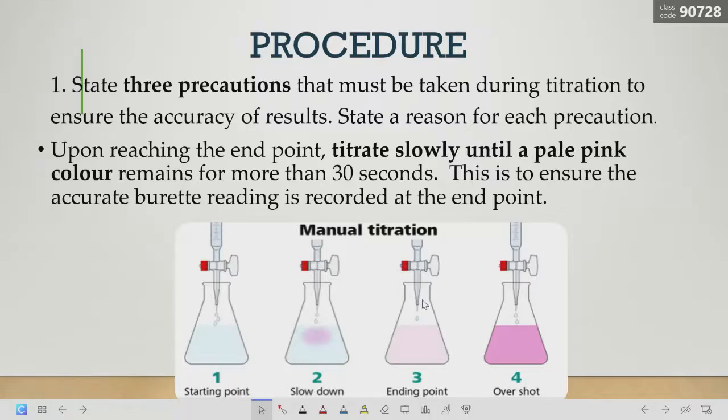Maksudnya you kena swirl dia. Lepas dah dapat endpoint tu, you swirl dia sampai 30 second. Kalau color dia tak berubah, okay, maksudnya itu you punya endpoint lah. Nanti you akan tengok you punya recorded video supaya lagi nampak lah.